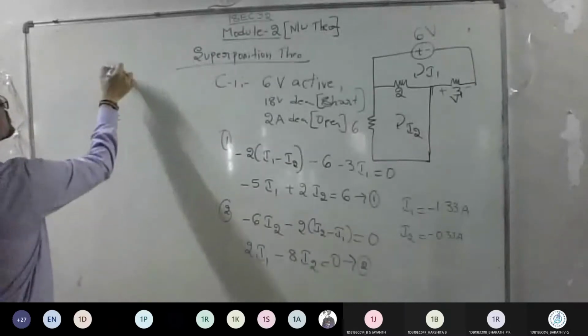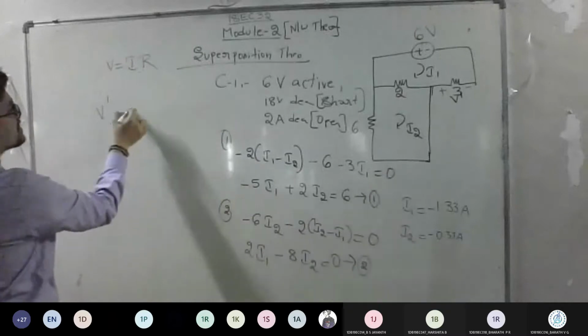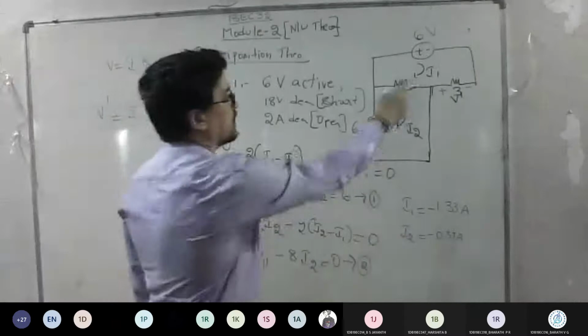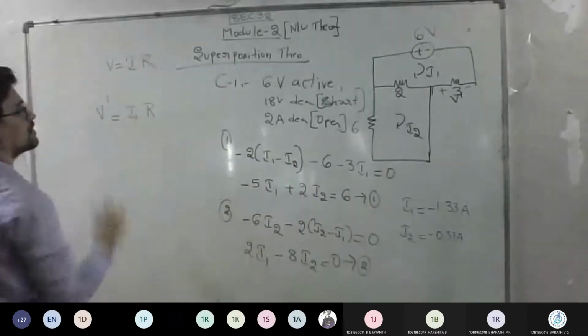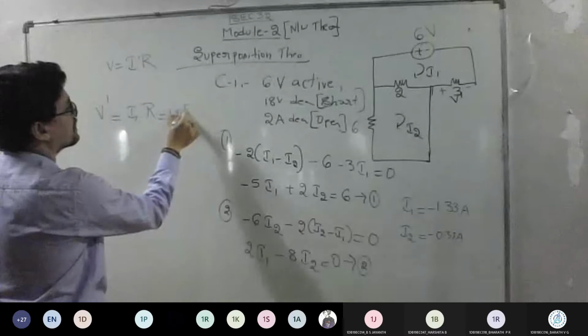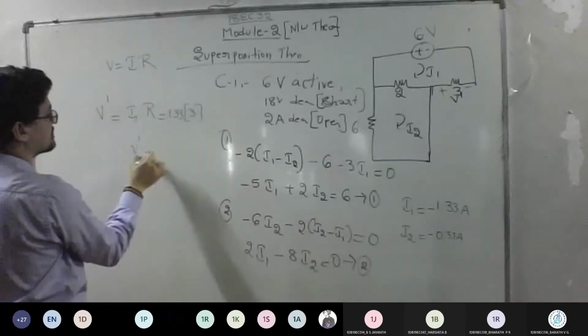So in general, V is equal to I into R. So what is V dash? I dash into R. I dash is nothing but your I1 only. So what is I1 you got? 1.33. What is the value of the resistor? 3. So therefore I am going to get V dash as how much?